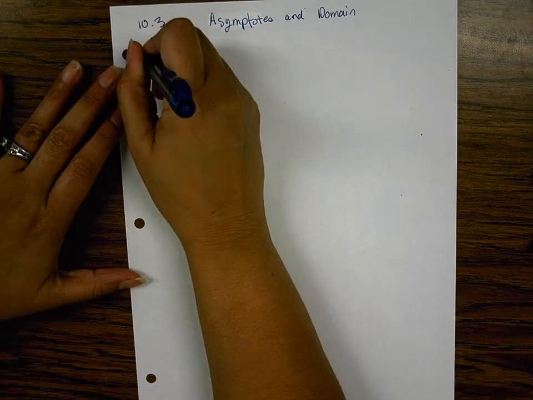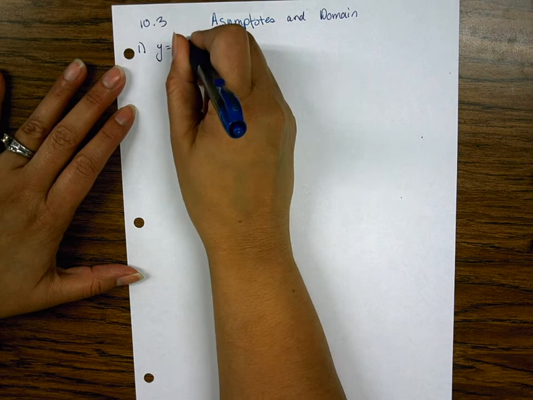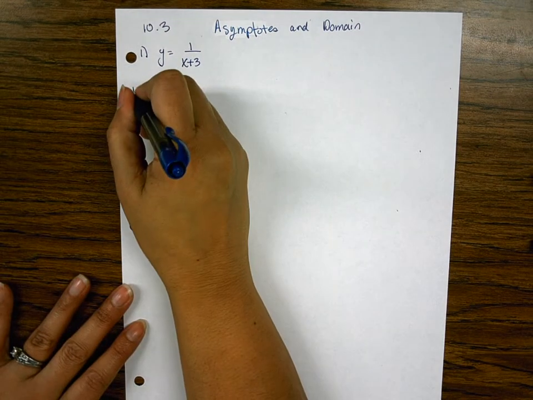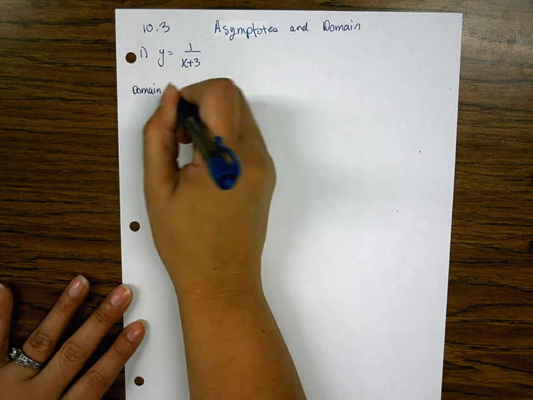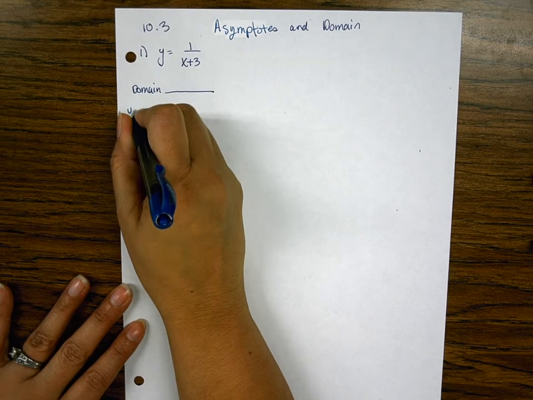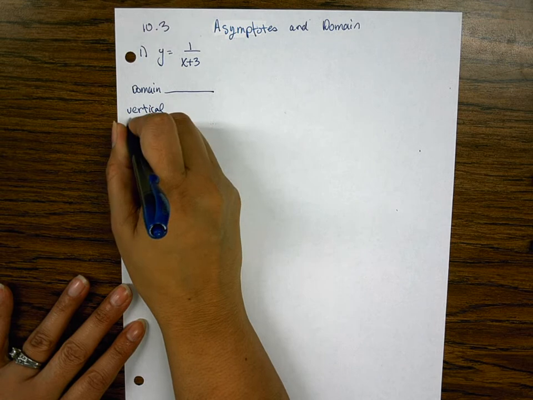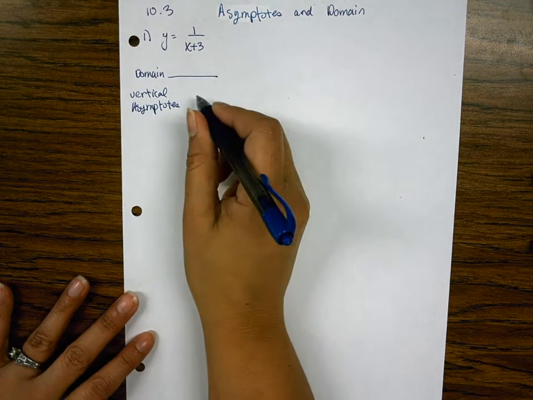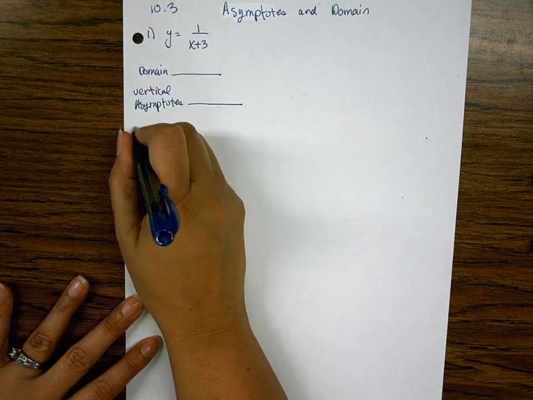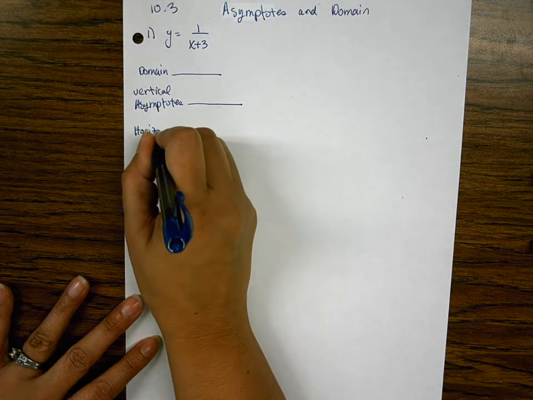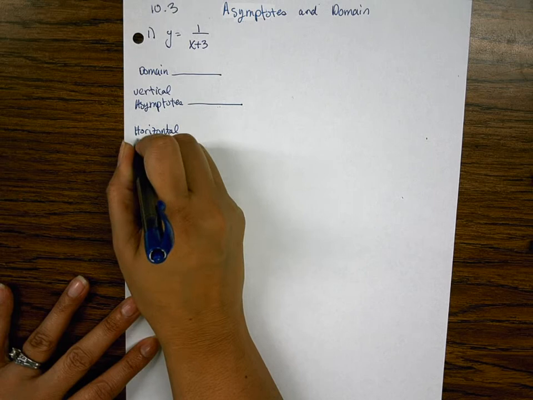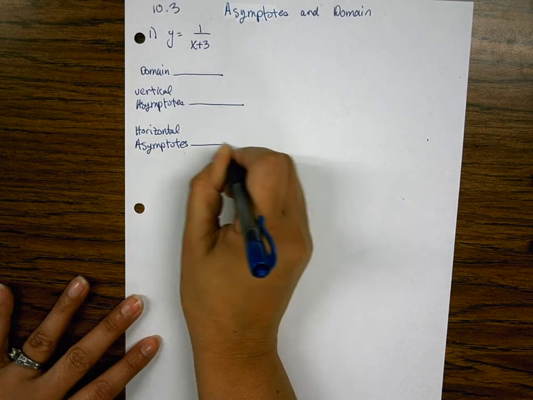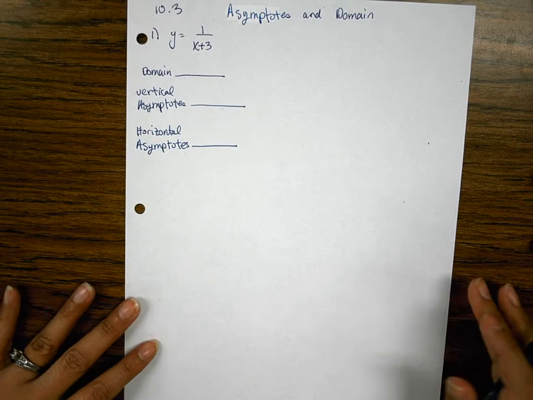Number 1, y equals 1 over x plus 3. We're going to find the domain, vertical asymptotes, and horizontal asymptotes. And if I remember correctly, you have seen this before in last year's math class, in your Math 3 class.